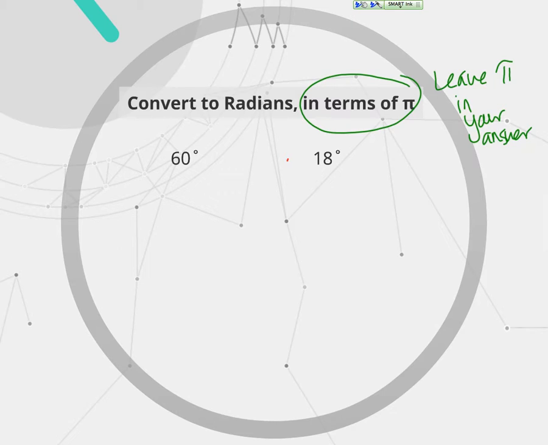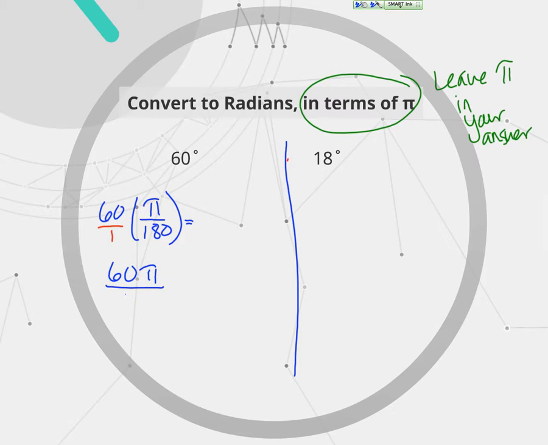So, I've got my degrees to radians. I have to multiply by pi over 180, so I've got 60 times pi over 180. I'm just going to multiply this out to start with because I want to leave pi in there. If I'm multiplying fractions, I can put 60 over 1, and I can multiply the numerators and the denominators. So I've got 60 pi over 180.